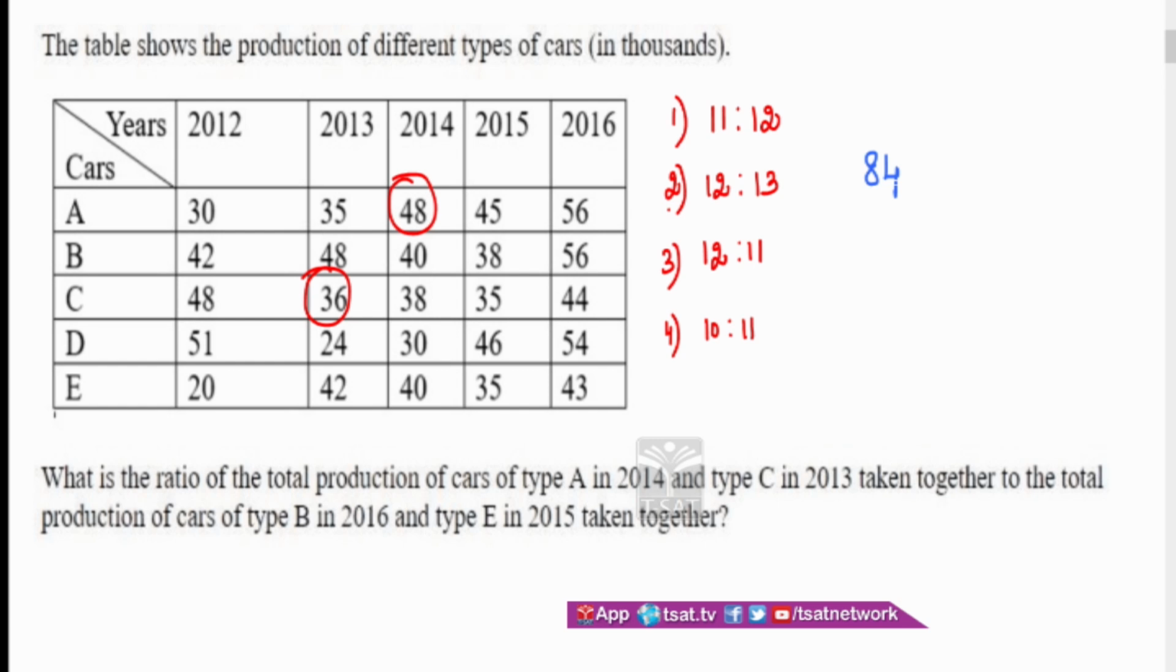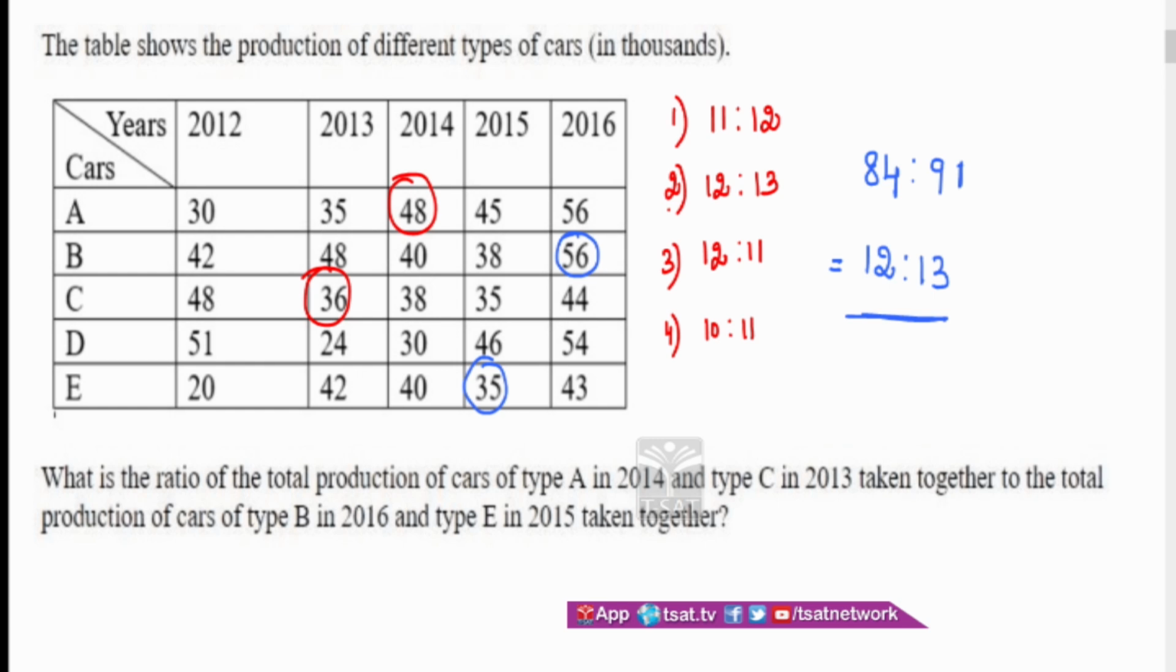Taken together to the total production of cards of type B in 2016, type B is 56, and 2015 type E cards taken together. So type E cards in 15. You have to be very careful when you are dealing with them. So it's actually 91, 56 plus 35. When you take their ratio, 7 twelves are 84, 7 thirteens are 91. So the simplified ratio is 12:13. So the answer here is 12:13.